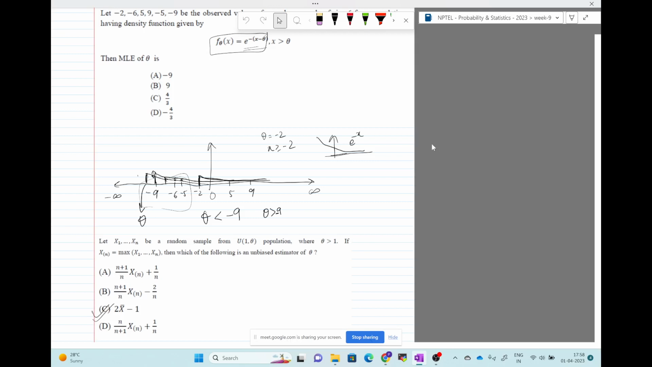You can maybe refer to the Sheldon Ross book. In that, you might find some questions. Or one more book is there, DeGroot. Yes, you were saying DeGroot.